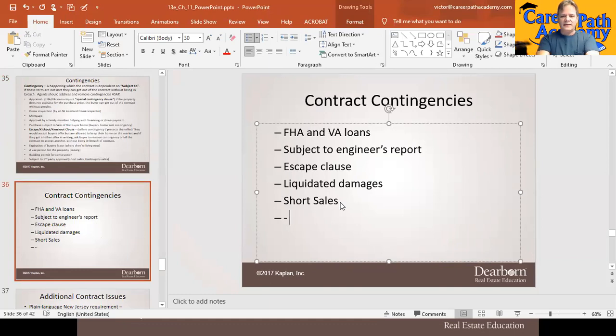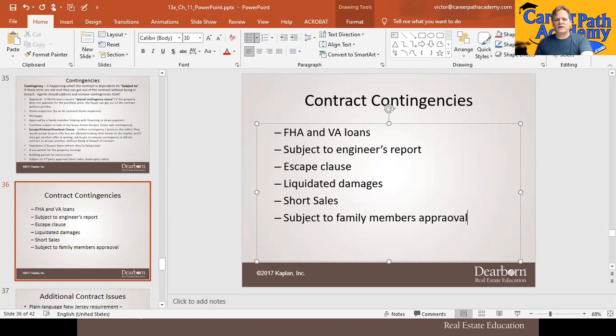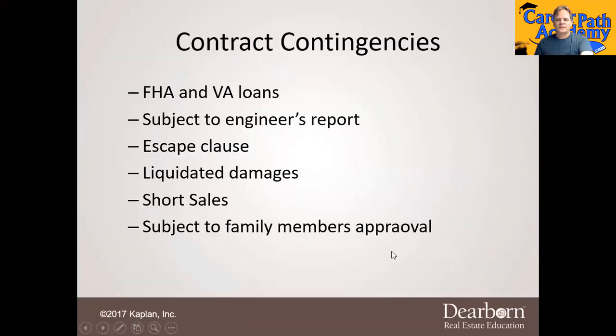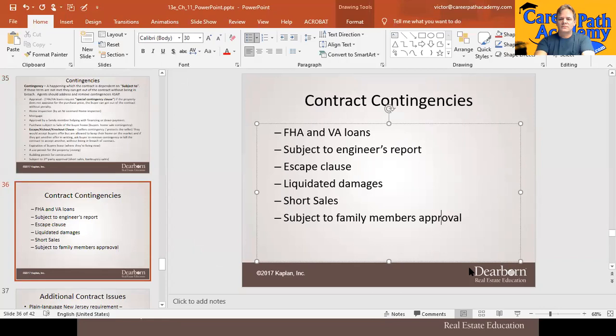So you could add in subject to family members approval. I mean, you could come up with a lot of different kinds of clauses, right? Oh, that's not how you spell approval, though. All right.